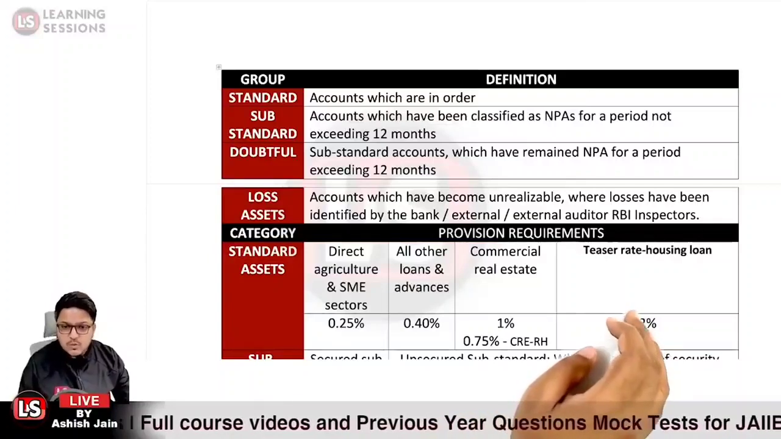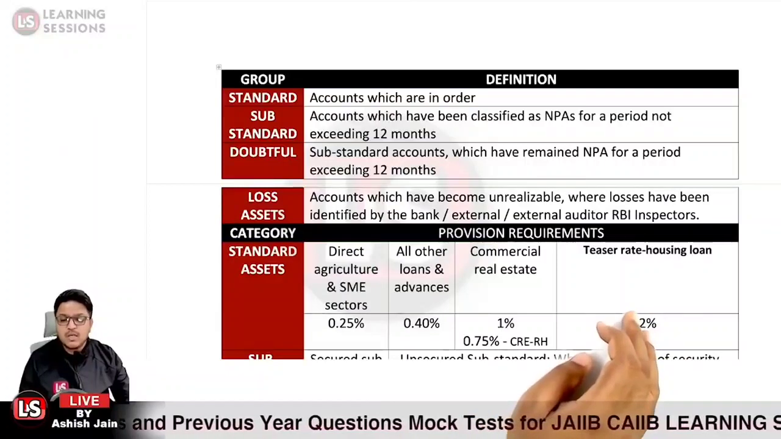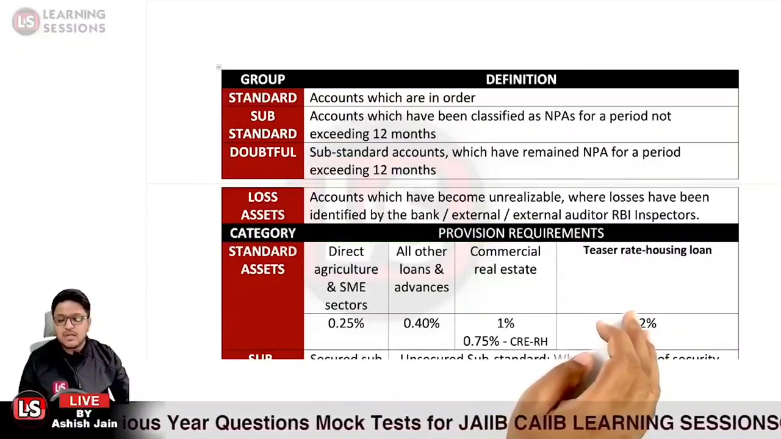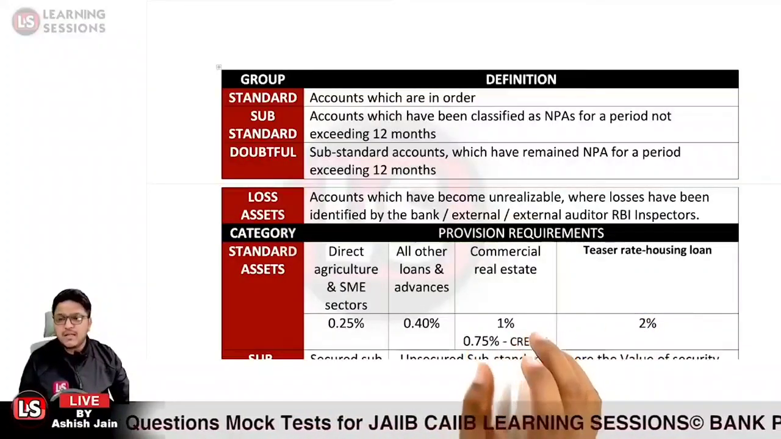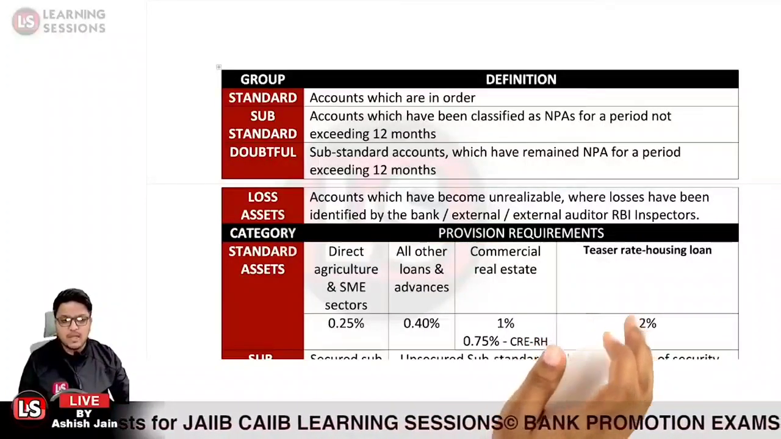There is a question related to the provisions to be maintained in the case of a state government guaranteed loan. Yes, definitely. In the case of a state government guaranteed loan, provision is to be created and normal IRAC norms would be applicable.